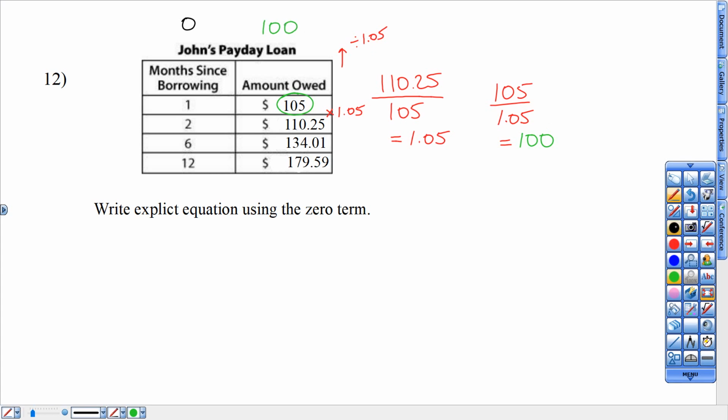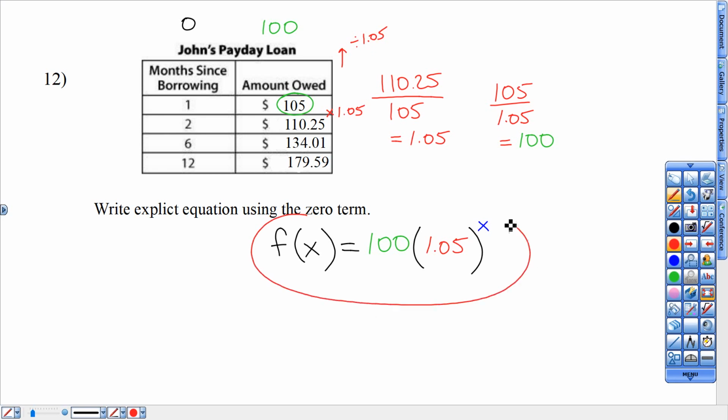Now I have enough to write my explicit equation. So here I go. I take that and write that green 100 right here. In parentheses, I write that 1.05, close that parenthesis, and I raise that to the x power. That is exponential explicit. That's not going to be a dotted one. Nope. That's going to be a line with dots with line drawn through.